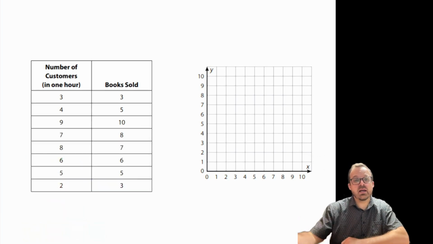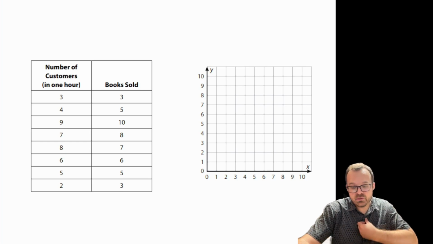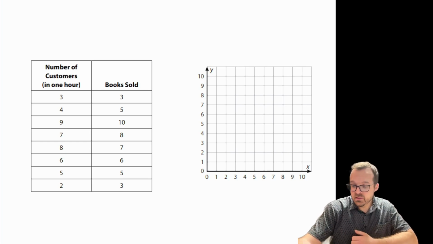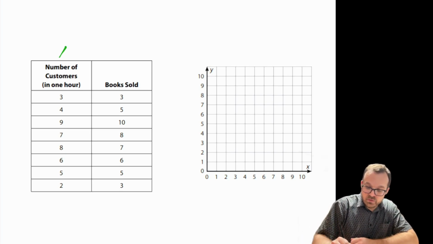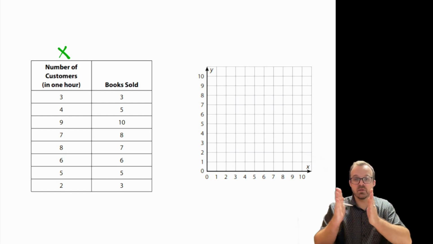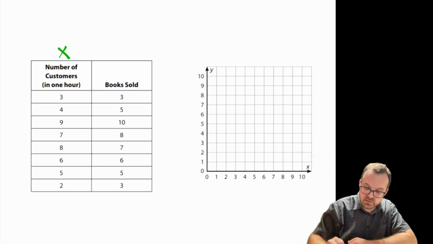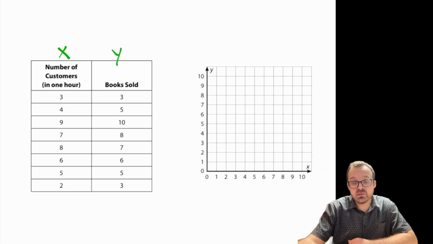First things first, I have a graph over here. It has an x-axis counting by ones as well as a y-axis counting by ones, but they're not labeled. So I'm going to go ahead and choose which one I want to be x and y. I'm going to label my number of customers as x. So if my x-axis is representing the number of customers, I want to see if my book sales are going up. So I'm going to let y be my books sold.